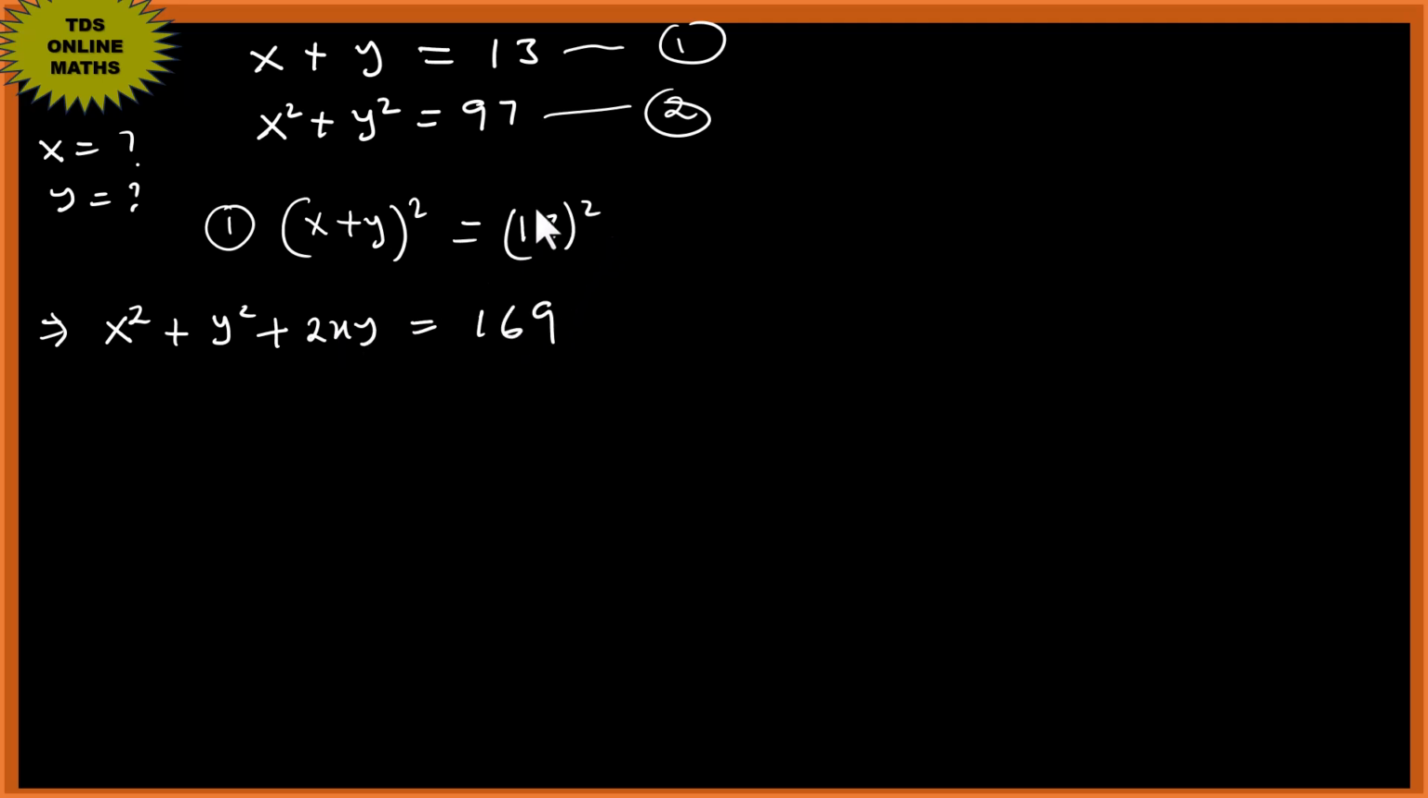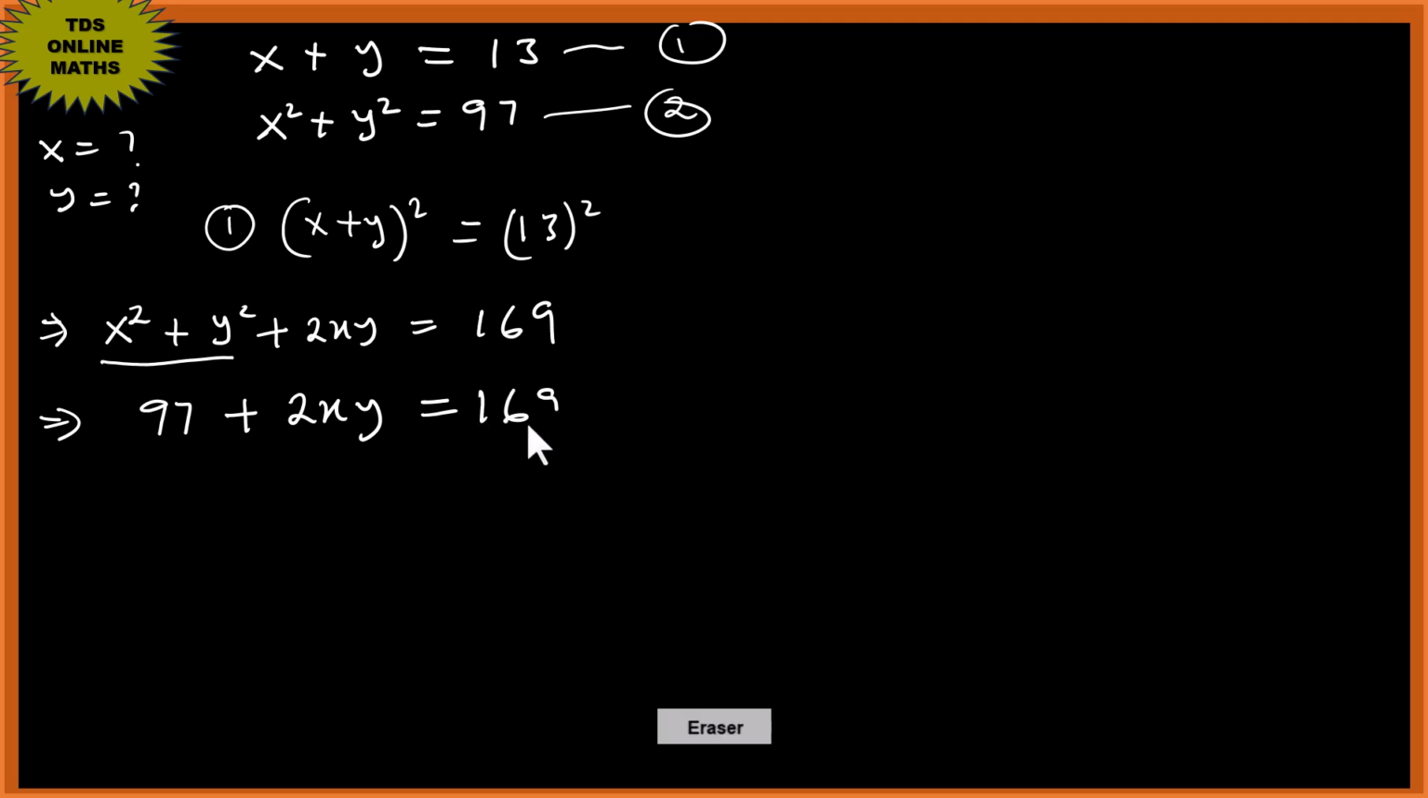But we know x squared plus y squared is equation 2 here. So I can plug in 97 for x squared plus y squared, plus 2xy equals 169. So let's make 2xy the subject here. So we have 169 minus 97.